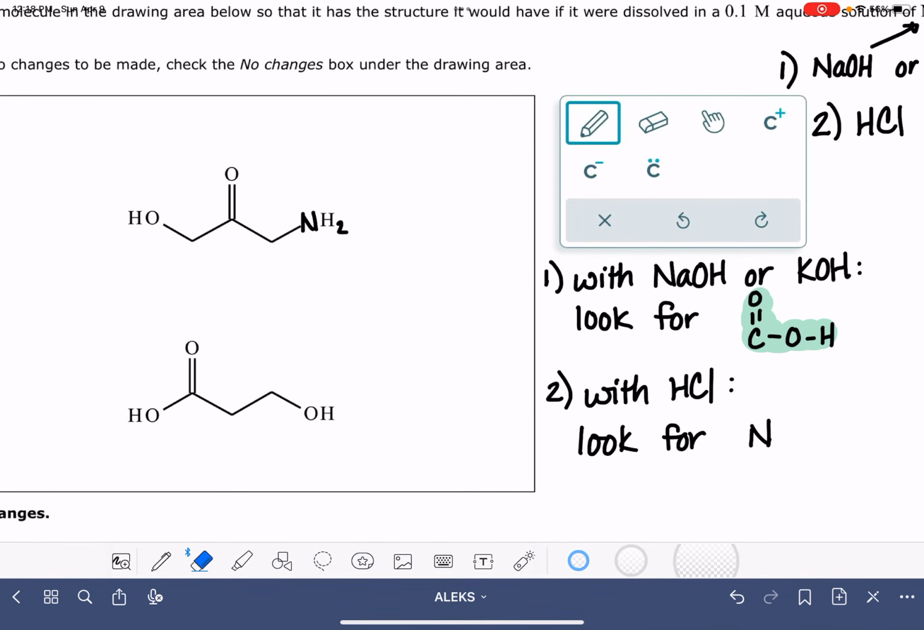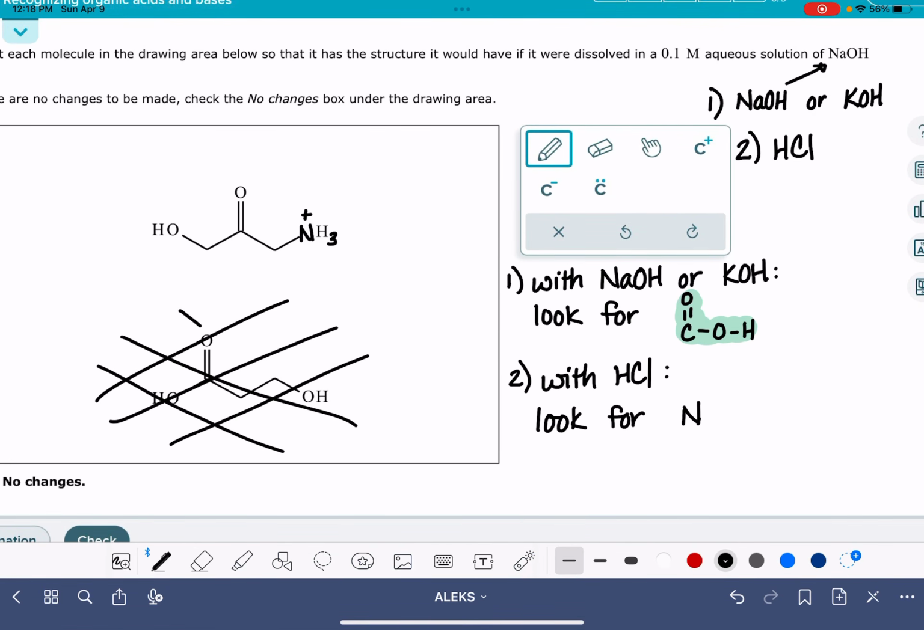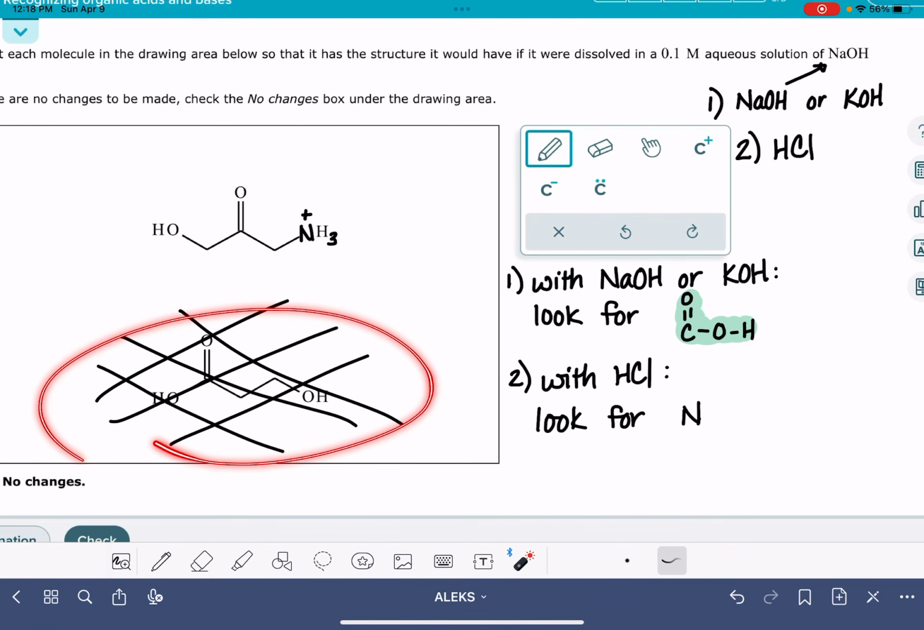So whatever number of hydrogens we have, here we have 2. We're just going to increase that number of hydrogens by 1 more. We went from 2 to 3. And also adding a positive charge to the nitrogen using this button right here, like that. Now, HCl only reacts with molecules that are amines, which means that we wouldn't make any changes to this molecule down here because it didn't have any nitrogens present.